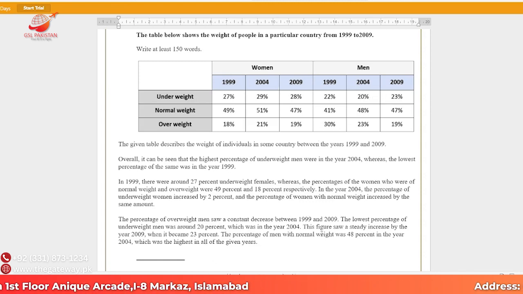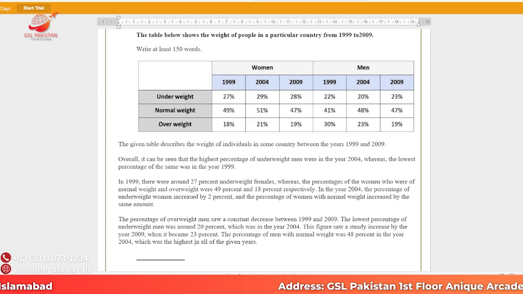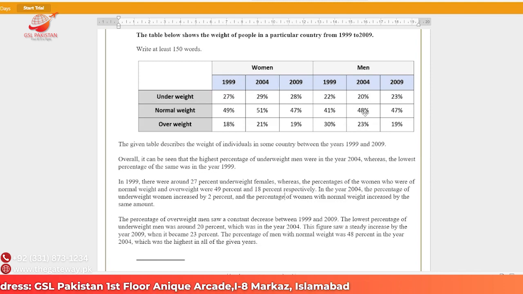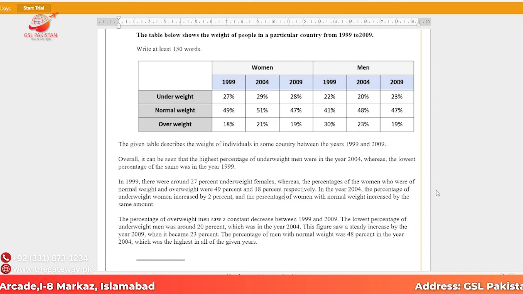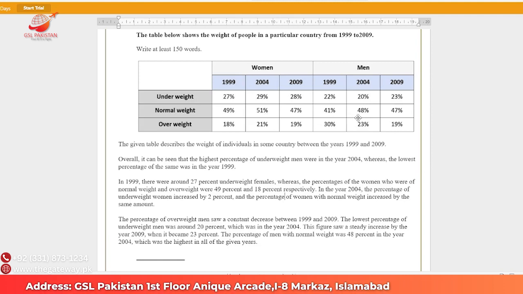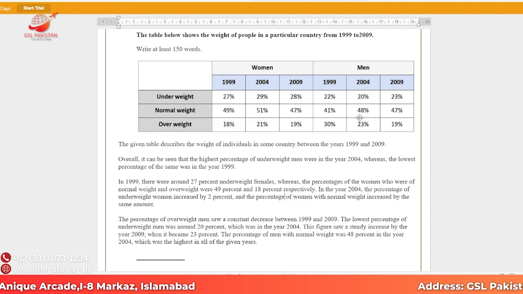The percentage of men with normal weight was 48% over here in the year 2004, which was the highest in all of the given years. So in 2009, it was 47%. In 1999, it was 41%. But in the year 2004, it was 48%. So that's how you can compare the data, and you can make other comparisons as well. You can compare the normal weight men and women in the year 2004. Like the women with normal weight were around 51% and the men with normal weight were around 48% in 2004. So you can make comparisons like that as well. You have plenty of different ways of making comparisons.